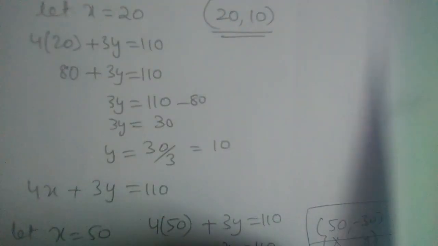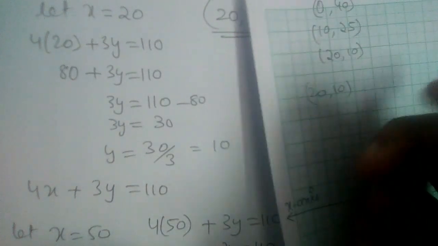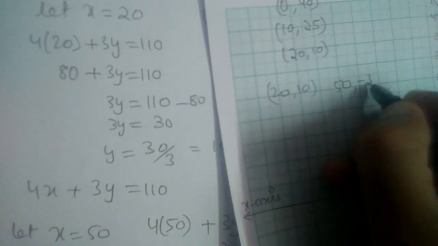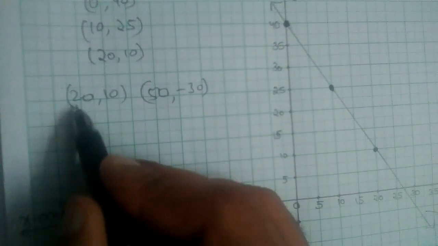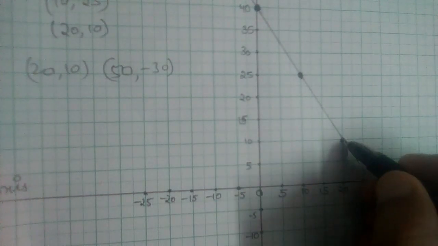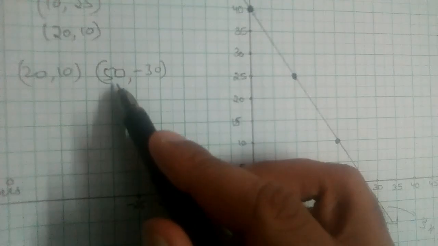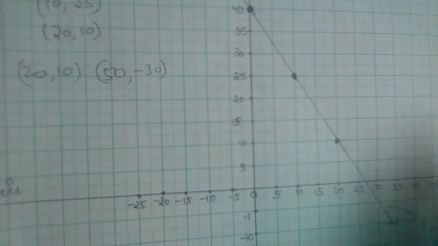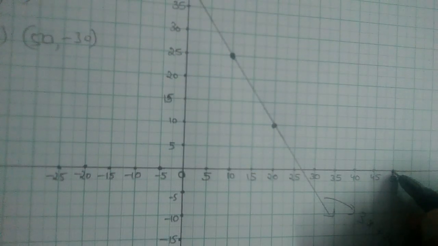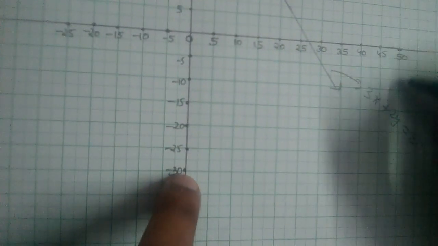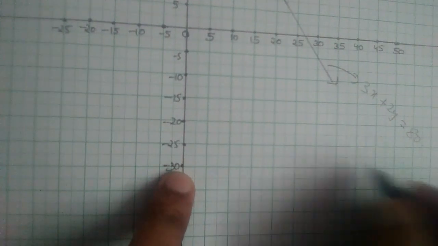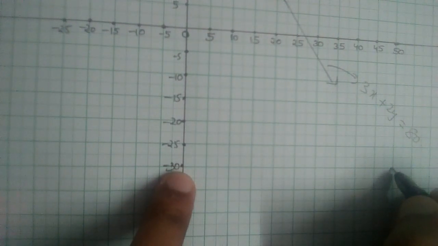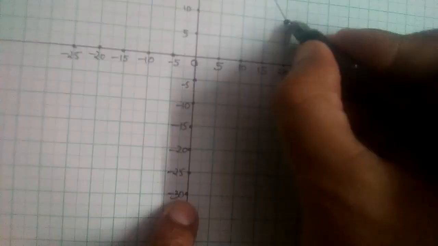So let us take our graph and plot these 2 points, 20 comma 10 and 50 comma minus 30. Okay, 20 comma 10. So x is 20 and y is 10. So this is the point. All right, 50 comma minus 30. X is how much? 50. 50 is here. All right, x 50, minus 30. Minus 30 is here. So this will be the point, 50 and minus 30. This will be the point, right? The first point was this one.